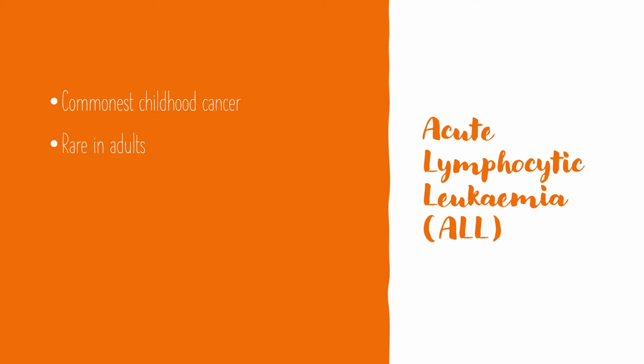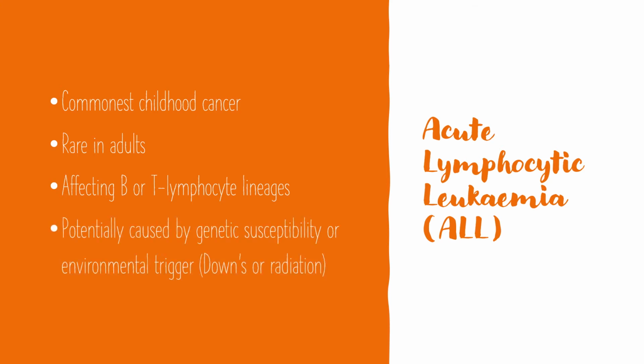We already know that this cancer affects mature cells of lymphoid lineage, the B or the T lymphocytes. More commonly, in 80% of all cases, it affects B lineage. We believe that it could be caused by a genetic susceptibility, such as a chromosome translocation, or an environmental trigger like having Down syndrome or being exposed to radiation while in the womb.